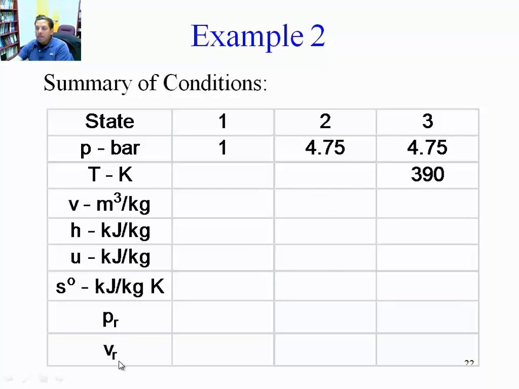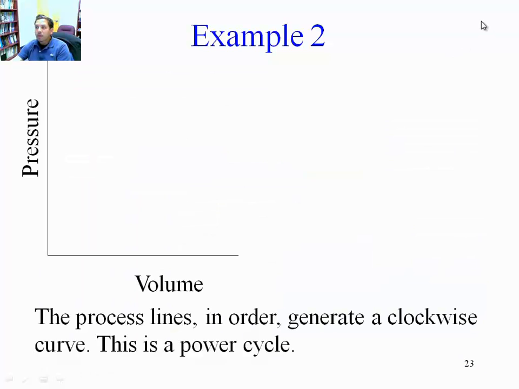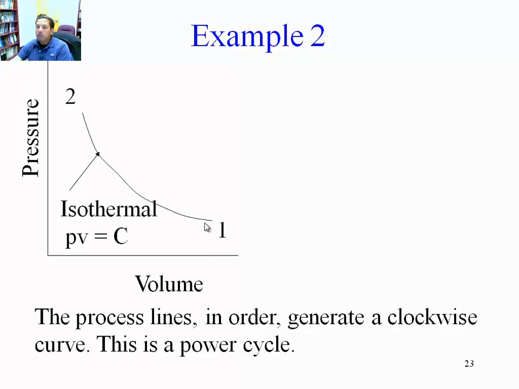Now, we know that PR and VR, we can find for any temperature, but we know they're only going to be useful for isentropic processes. They only have a meaning in isentropic processes, on the process from 3 to 1. Alright, so now let's try to plot these in a PV diagram, where state number 1 is here at a pressure of 1 bar. State number 2 is at a higher pressure, 4.75, and we know that it is an isothermal process. An isothermal process is an asymptotic curve with a slope of about 45 degrees, obviously. P times V is equal to a constant.